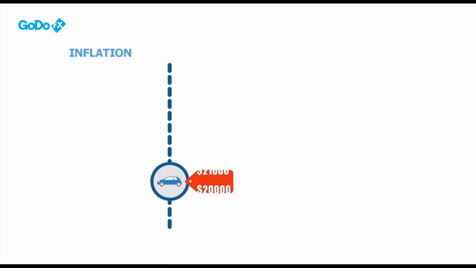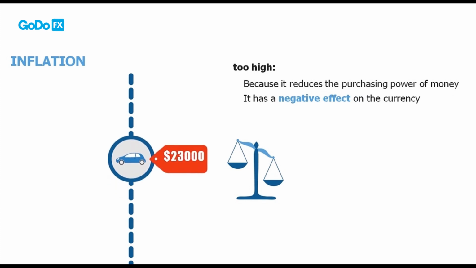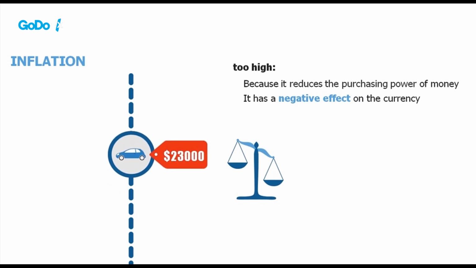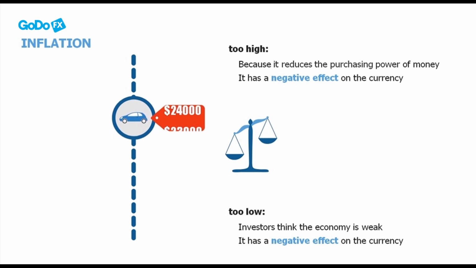Inflation measures the rate at which prices of goods and services rise in a given period. If inflation is too high, prices increase significantly and therefore reduce the purchasing power of money. In other words, the disposable income that consumers have is reduced. This can have a negative effect on the economy and hence the currency. However, if a country experiences low inflation, prices become stagnant or rise too slowly. Investors could see this as an indication that the economy is not as strong. Therefore, this could also have a negative effect on the value of a currency.